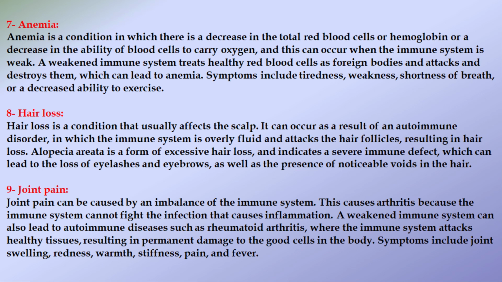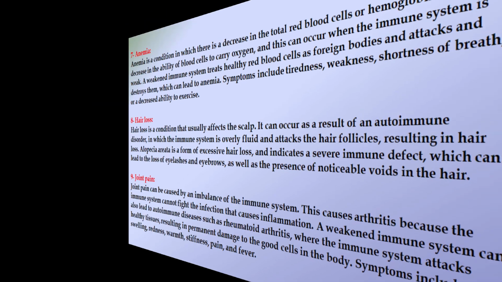9. Joint pain. Joint pain can be caused by an imbalance of the immune system. This causes arthritis because the immune system cannot fight the infection that causes inflammation. A weakened immune system can also lead to autoimmune diseases such as rheumatoid arthritis, where the immune system attacks healthy tissues, resulting in permanent damage to the good cells in the body. Symptoms include joint swelling, redness, warmth, stiffness, pain, and fever.